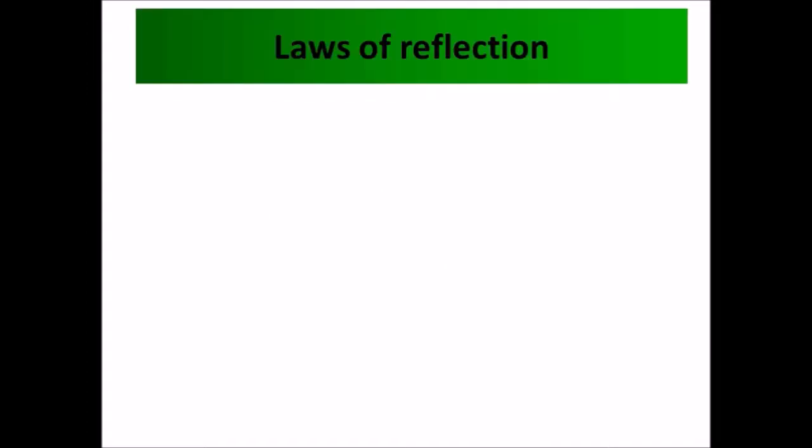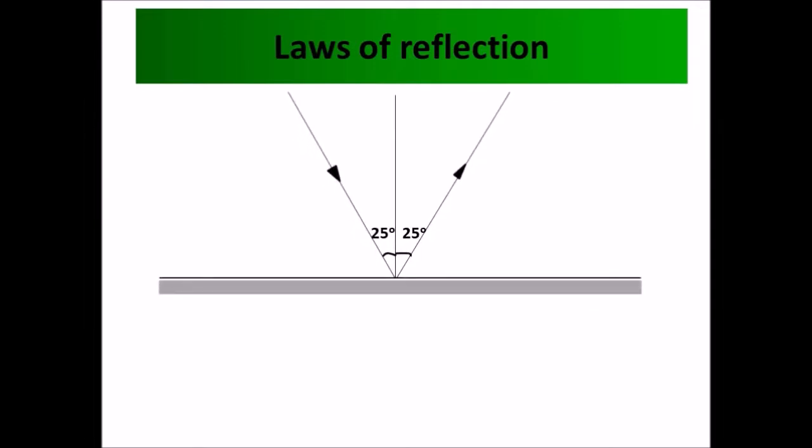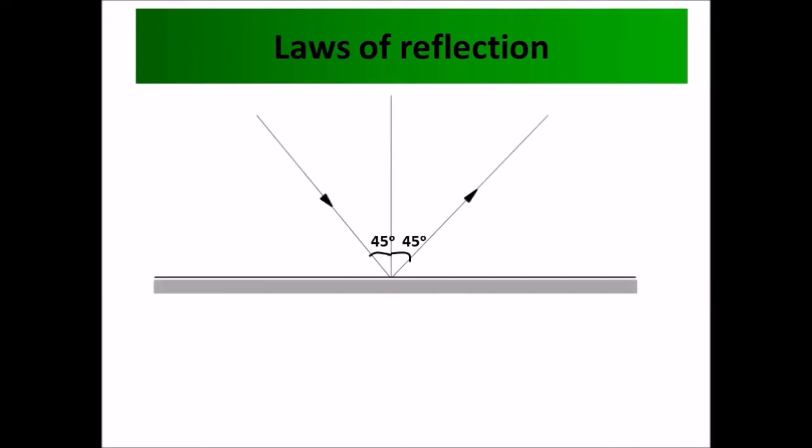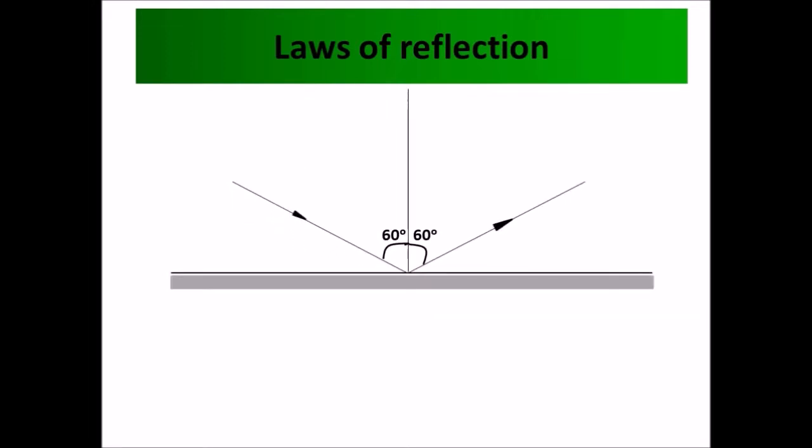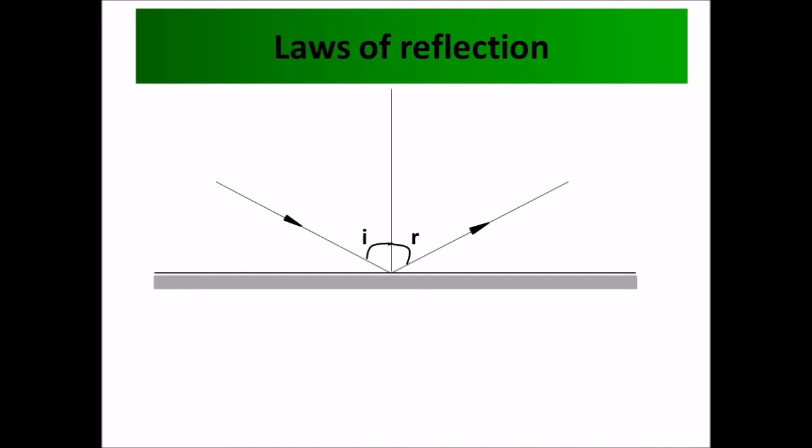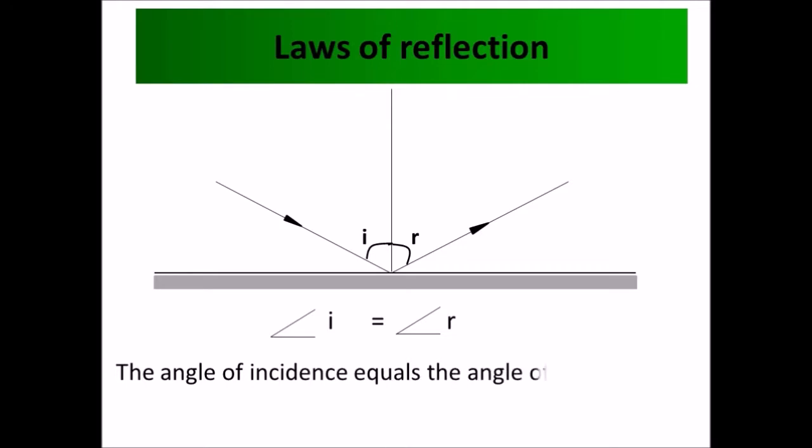Let us now consider the laws of reflection. In doing this, consider the following diagrams. First, look at the two angles, 25 degrees and 25 degrees. Next, look at the two angles now, 45 degrees and 45 degrees. Then 60 degrees and 60 degrees. What is common among them, considering the angle I and R? You notice that angle I equals angle R, and this is what constitutes the first law of reflection. The angle of incidence equals the angle of reflection.